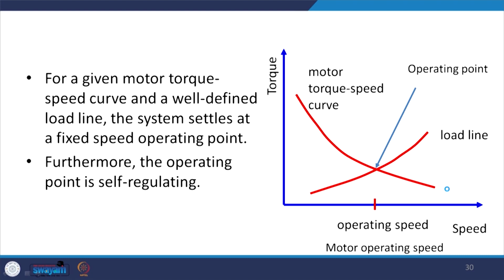Now, for a given motor torque speed curve and a well defined load line, the system settles at a fixed speed operating point. So, if I talk about the torque speed curve like this, this is the motor torque speed curve, and this is my load line, that is how the load varies with the speed. Now we can see that there is an intersection point, and this intersection point is what we call the operating point. And this operating point, as we will see, is self regulating. How is it self regulating? Let us see that.